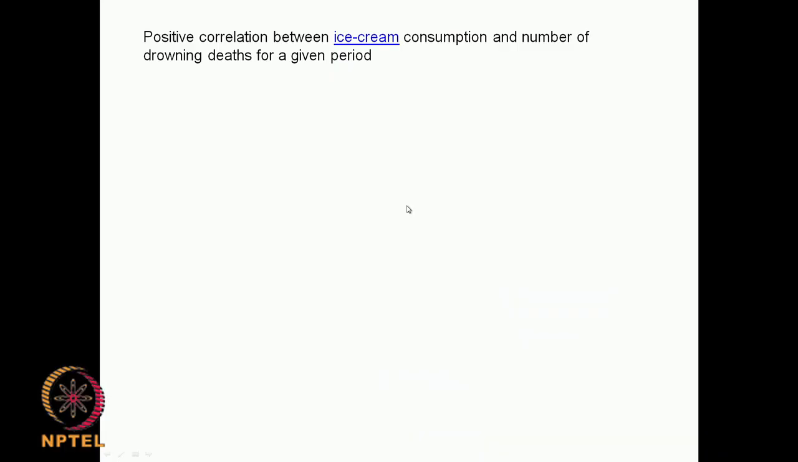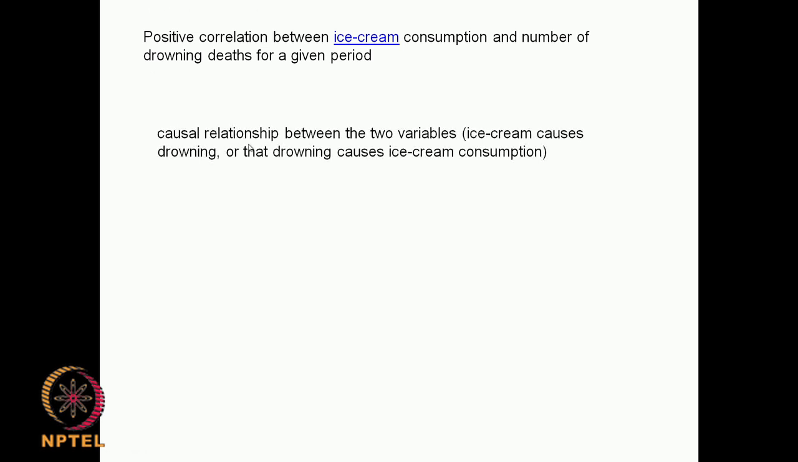So, you need to know what are the variables that are confounding, otherwise you will end up creating new relationships between variables which do not have any relationship at all. Let us look at some examples, very interesting examples. There is a positive correlation between ice cream consumption and number of drowning deaths in a given period. It looks very funny, right? How can ice cream consumption have a relationship with drowning deaths? So, what does that mean? Is there a causal relationship between the two variables? Does ice cream cause drowning or does drowning cause ice cream consumption? This is very funny, right?